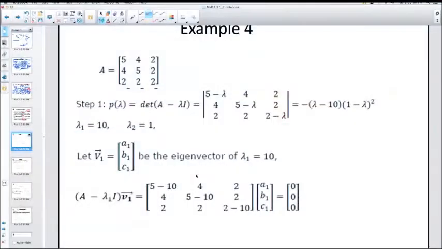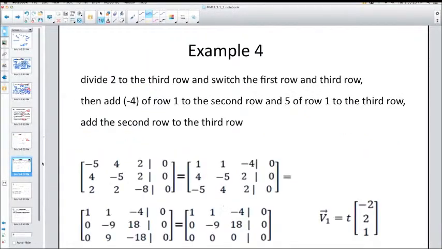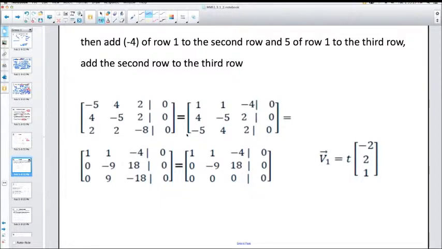We have another example. I'm going to run quickly. Again, it is a symmetric matrix. I found the eigenvalues: the number that equals 1 is a repeated eigenvalue, and the number that equals 10 is a single eigenvalue. Then you put in the number that equals 10, you solve this one, and what we found is this solution.